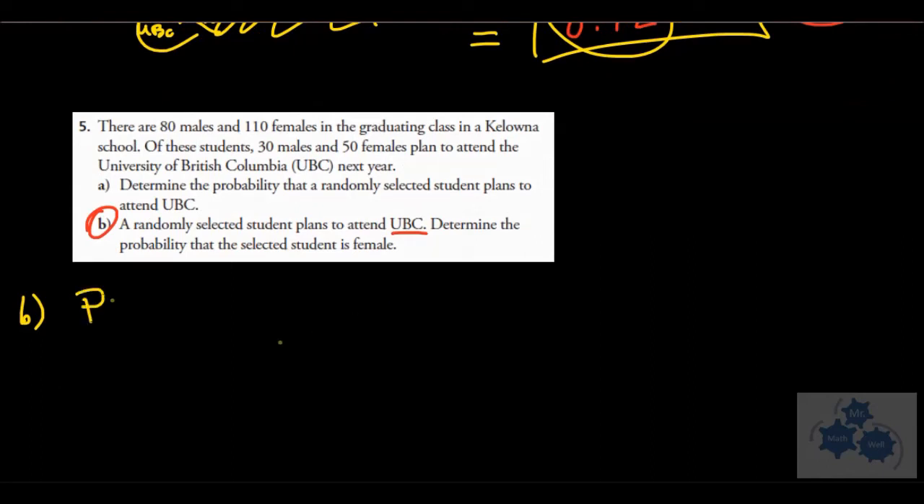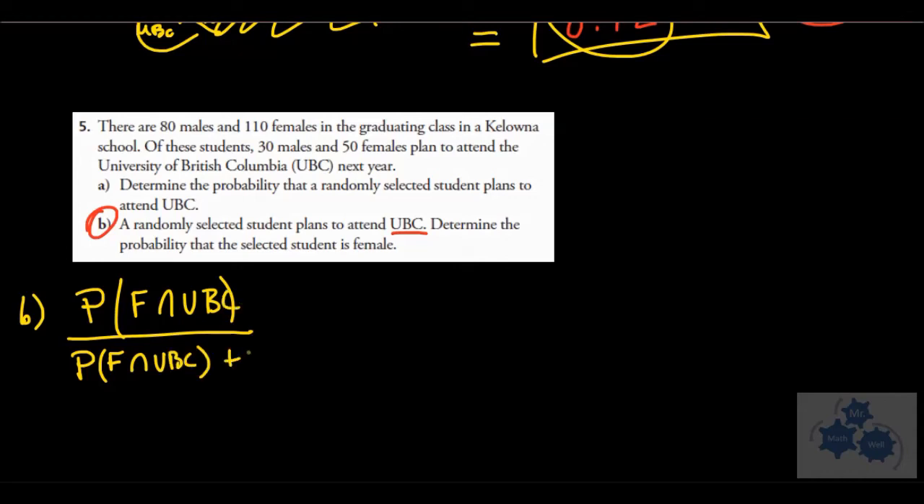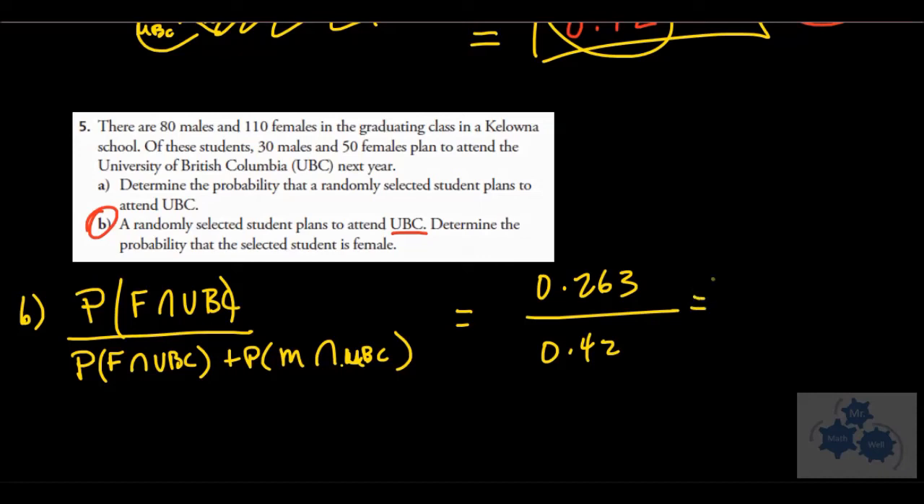So the probability that we have a female going to UBC, right? We want to take that and divide that by the probability of females that are going to UBC plus the probability of the males going to UBC, which turns out to be 0.263, that number, divided by the 0.42. So you get the probability that the student that you meet that's already going to UBC is female.